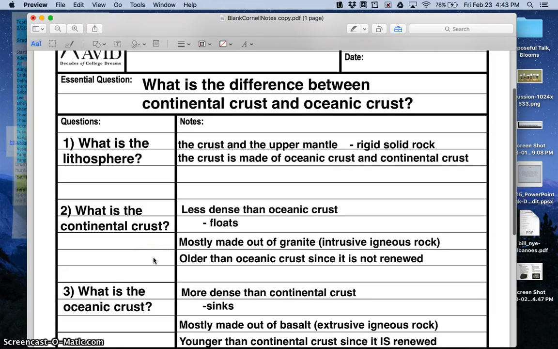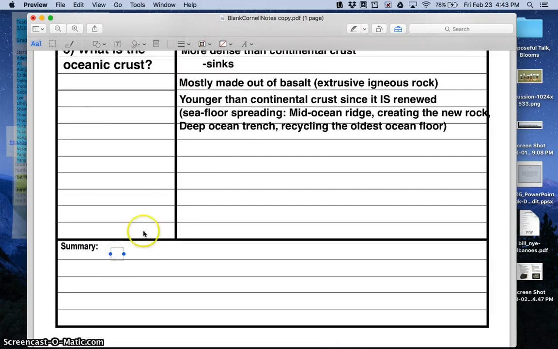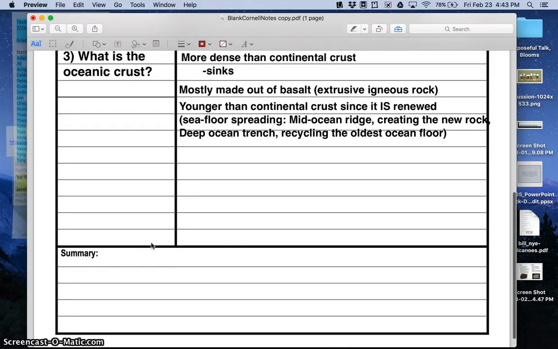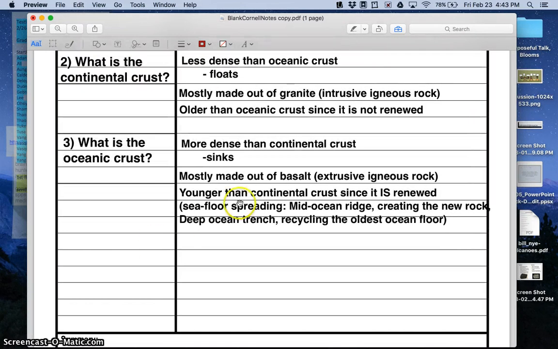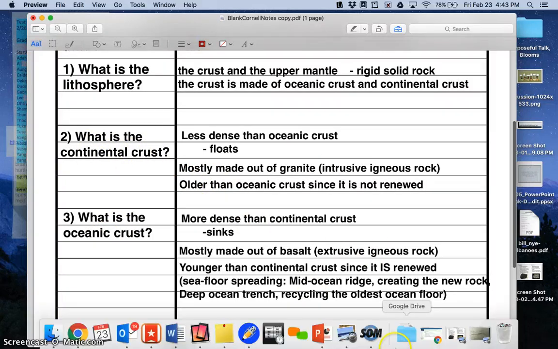So that is it for the notes. I want you to go down here and write a summary, and the next part is creating a Venn diagram on a continental crust and an oceanic crust, trying to tell the differences between the two.